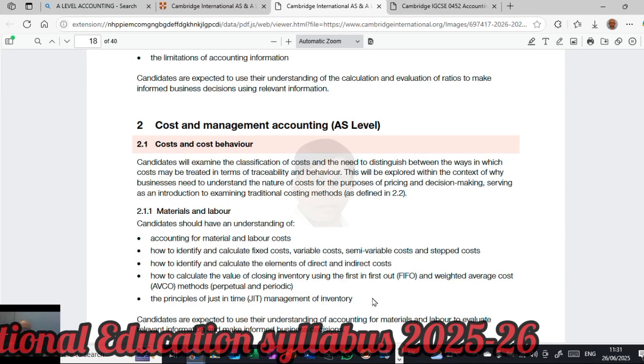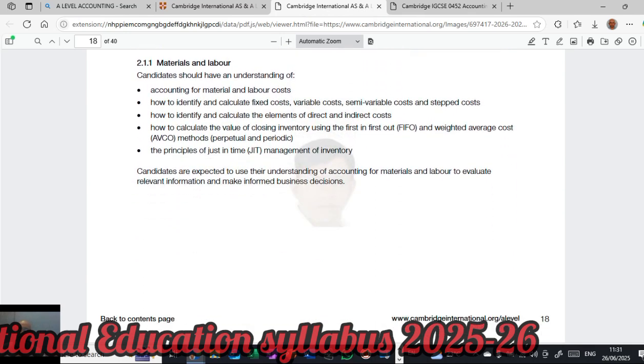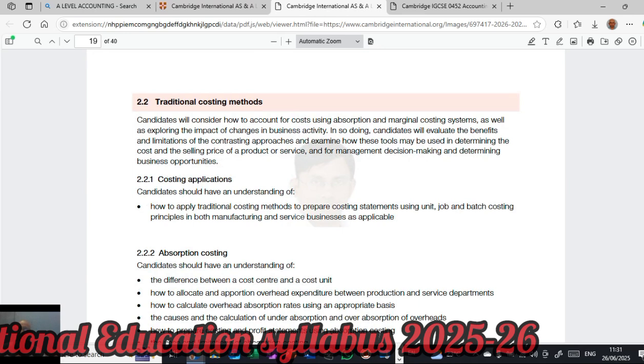Candidates are expected to use their understanding of accounting for materials and labor to evaluate relevant information and make informed business decisions. In this section you will be learning material, labor, and overheads. Overheads is a different lesson. So let us see, traditional costing methods, absorption costing. So this is for overheads.